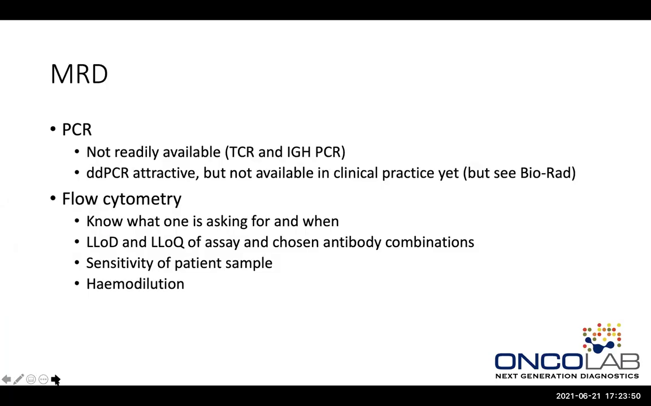Okay, then to flow cytometry. One needs to know what one is asking for and when one asks for it. Check for the lower limit of detection and the lower limit of quantification of the assay, and for the chosen antibody combinations. You need to check for the sensitivity of the patient sample, which is dependent on the sample age, and also hemodilution.